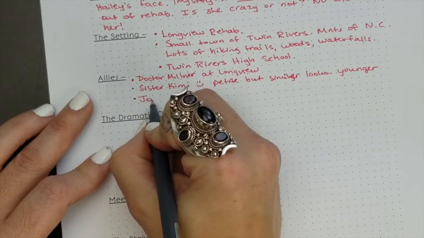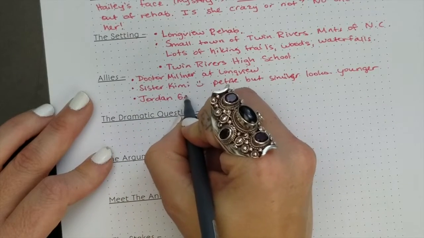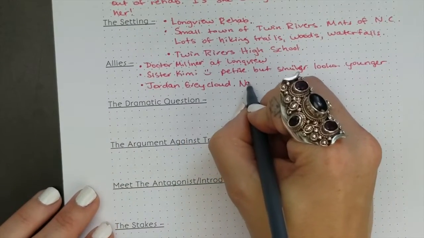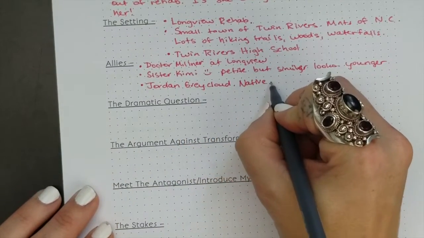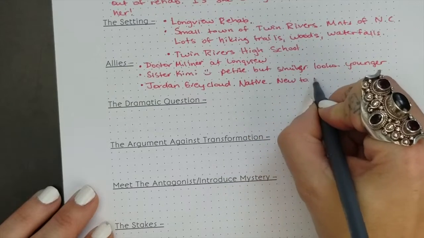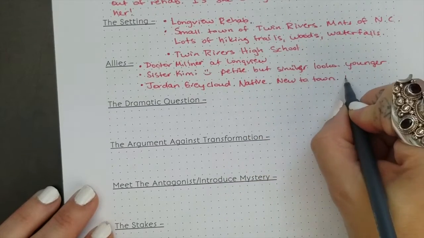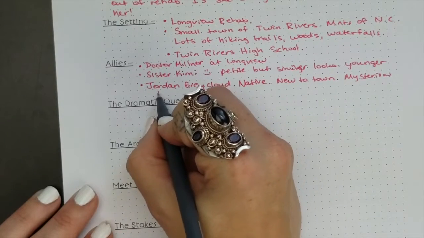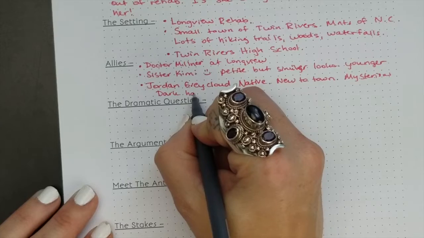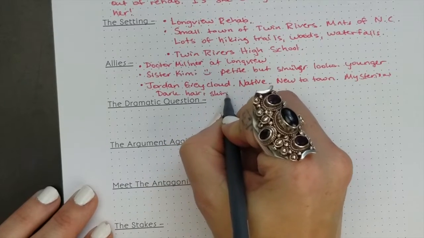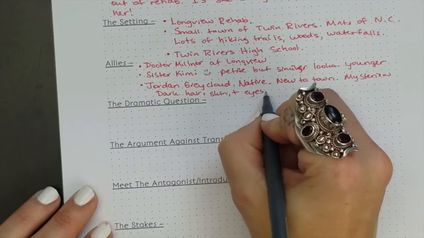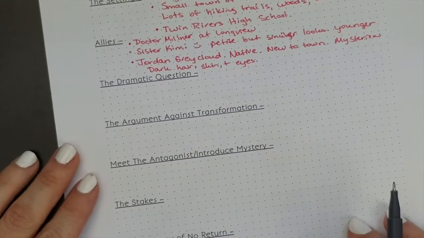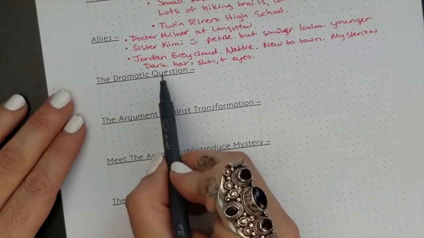Then we have Jordan Gray Cloud, who is a Native American. He is good looking, new to town, tall, mysterious, has dark hair and skin. He is not only an ally, but the love interest of the story. And I should have actually added in here that her only friend who has still remained her friend throughout this whole time is a girl named Nicole. I forgot to add it in, so she would go into the allies section as well.